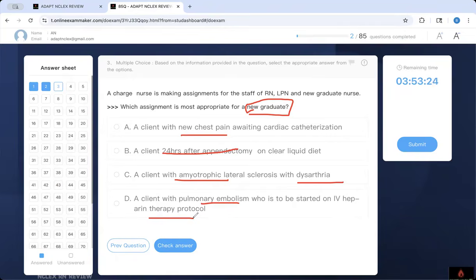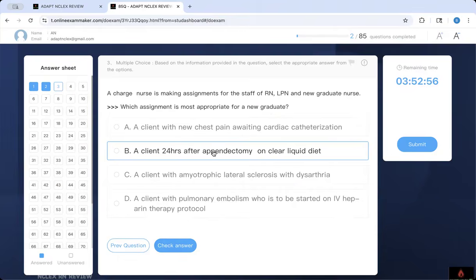You should not give them any patient who is unstable. New chest pain and cardiac catheterization is a bad problem. They cannot have it. A 24-hour appendectomy patient on a clear liquid diet looks stable. An ALS patient with dysarthria has an airway problem. Write it down: pulmonary embolism, heparin protocol is complicated. They cannot have it. Therefore, the patient assigned to the new graduate is number 2.